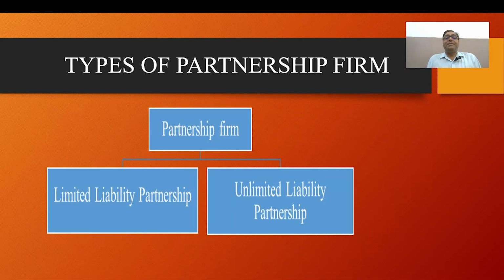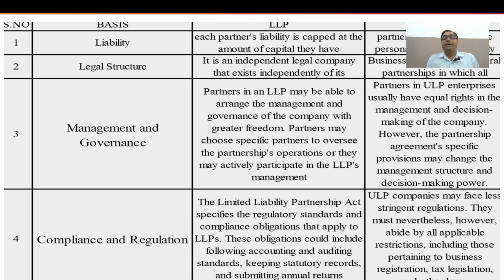Here are the partnership forms in the two types: limited liability partnership, LLP, and ULP. We have already discussed this; here is just the picture. LLP is very important, and this is very important for your knowledge. This is very necessary: LLP and ULP. LLP is better than ULP. Here are some discussion points on the difference between LLP and ULP. I will be discussing this here in more detail.